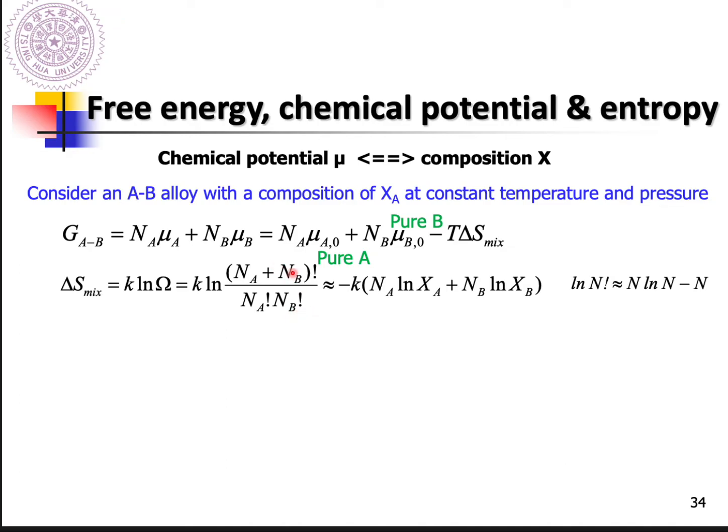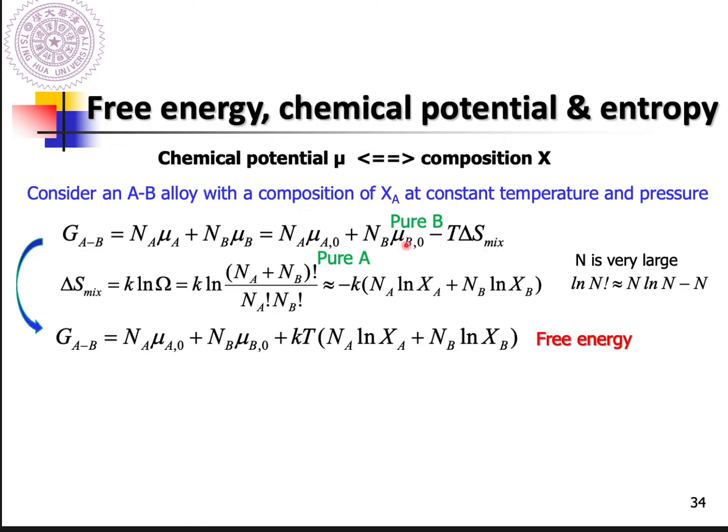If N is very large, then you can use an approximation, and you just substitute this information here, then you can get the entropy. Delta S mixture can be expressed as minus k times Na log Xa plus Nb log Xb. So you just use this term and substitute it. Then you can rewrite the Gibbs free energy like this.